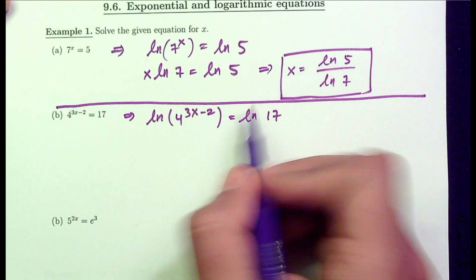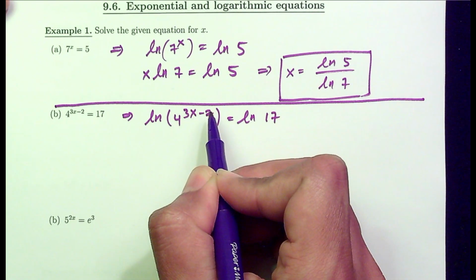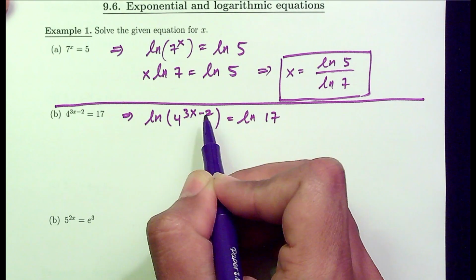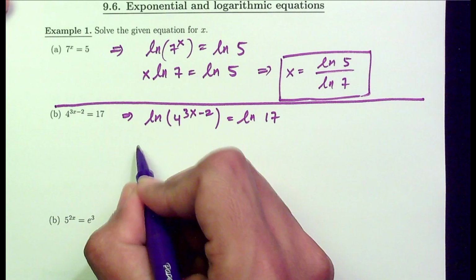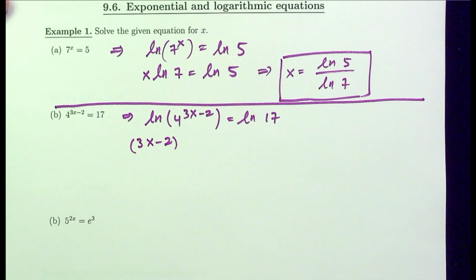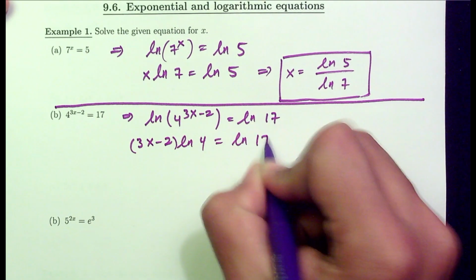Now, using the property of logarithms, this exponent right here, 3x minus 2, all of that is the exponent. The whole 3x minus 2 moves to the front. So this is going to be 3x minus 2, the whole thing moves to the front, times ln of 4 equals ln of 17.